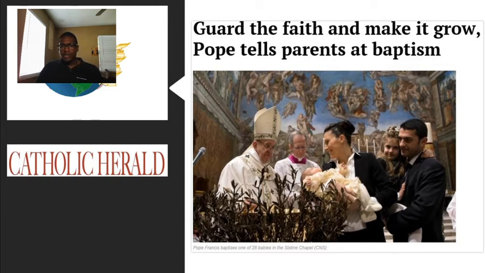The Pope says, guard the faith and make it grow. Pope tells about parents at baptism. First of all, remember that part I read about Jesus Christ when he was baptized. He came up from the water. So that's an immersion baptism where your whole body is buried under the water.